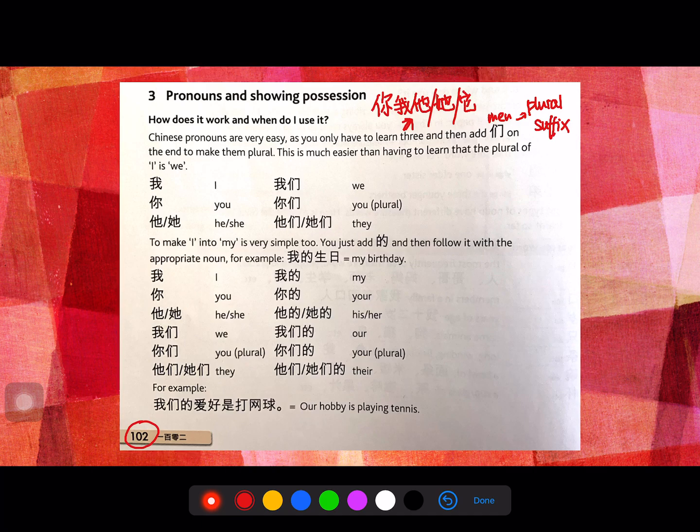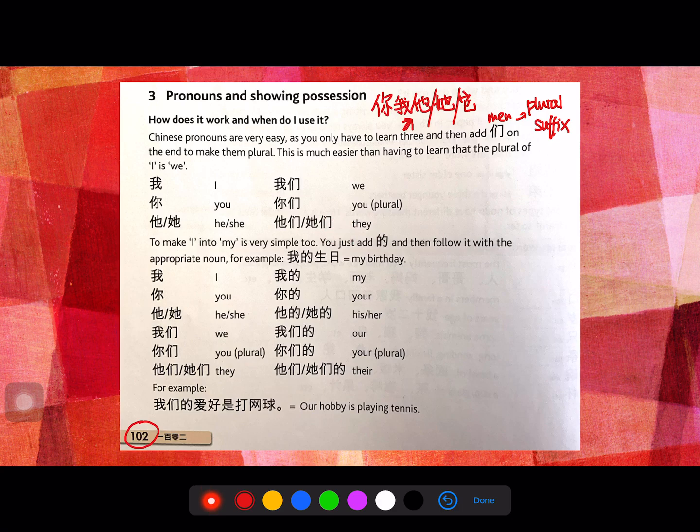So this is actually much easier than having to learn that the plural of I is we. Instead of learning 6 words, you learn 3 and then you learn the plural suffix. So for example, I is 我 and we is add men, so that's 我们. 你 is you and you lot, your plural is 你们, so adding men at the end. 他 or 她, the plural is they, that will be 他们, adding a men.